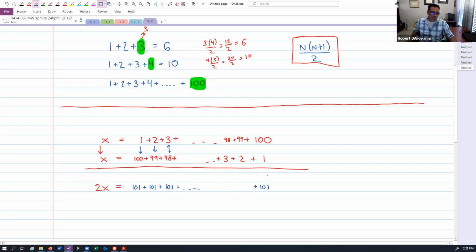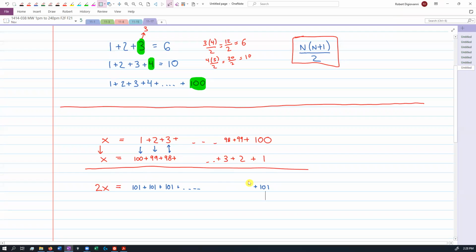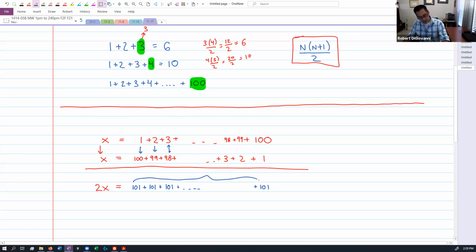How many 101s do you have? How many of them are there? 100. There's 100 of them, right? There's 100 of these. And when you think about what multiplication is, if I were to ask you to do 5 plus 5 plus 5 plus 5, I'm asking you to add 5 together 4 times. The short way of doing that is just do 4 times 5, right? That's what multiplication is. Multiplication is repeated addition.